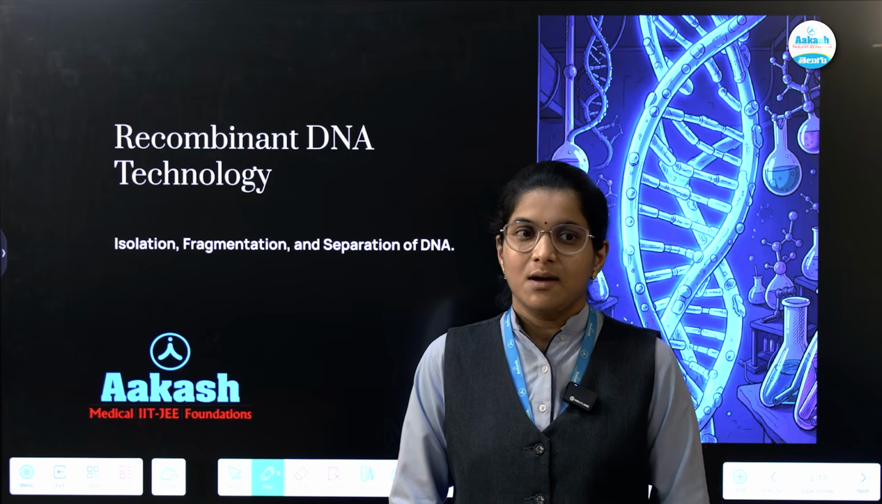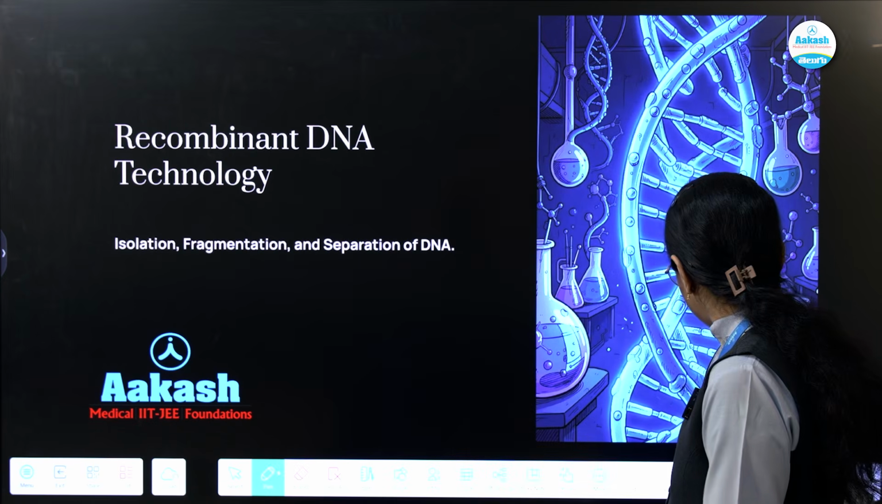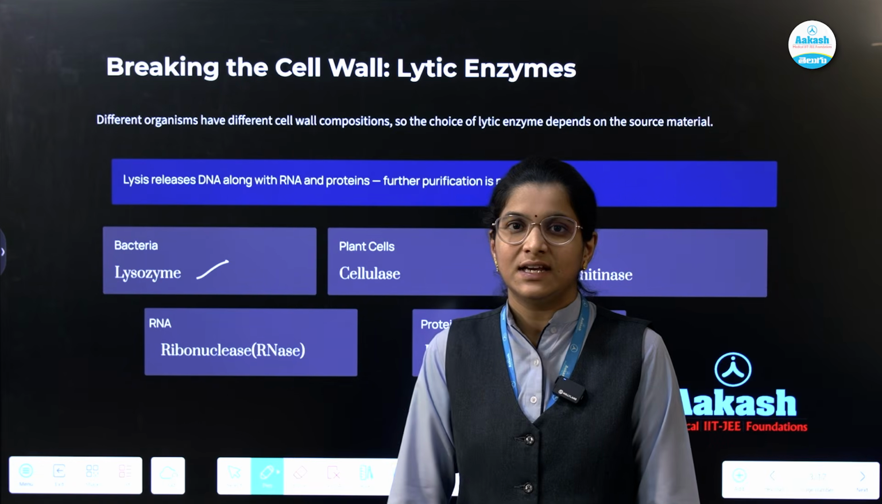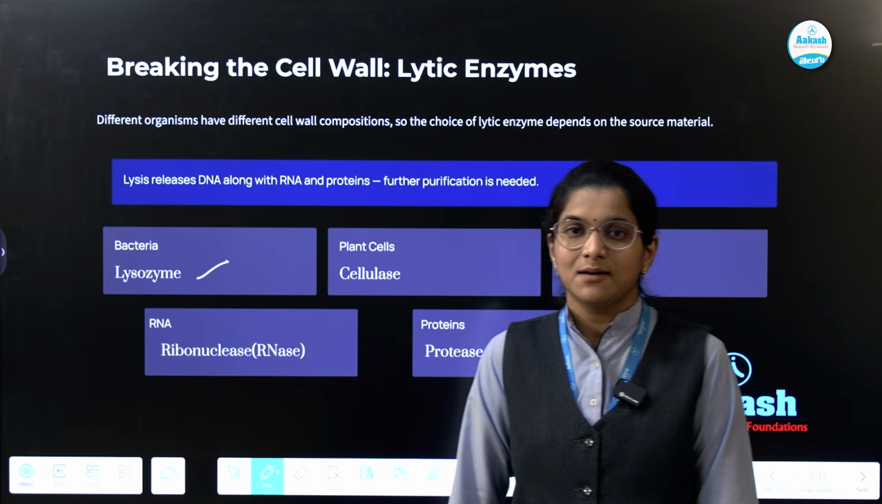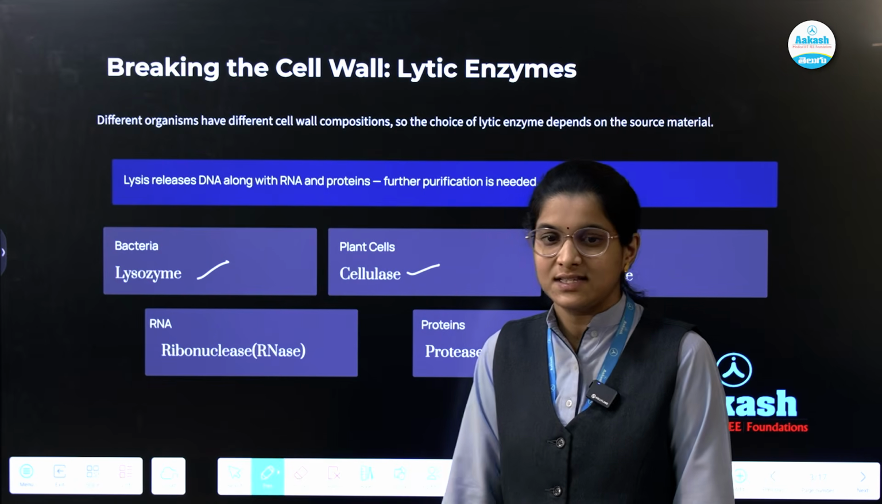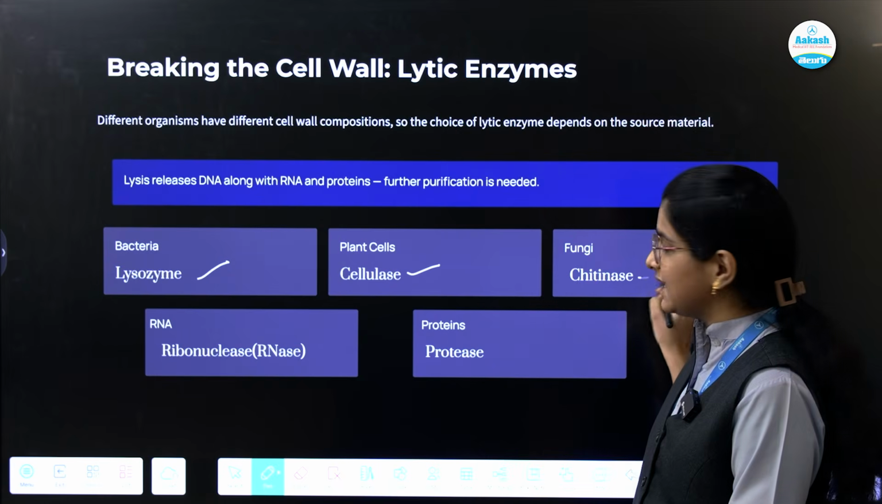For example, bacterial cell wall is made up of peptidoglycan. So which enzyme do we need to use? We need to use the enzyme lysozyme to degrade its cell wall. Similarly, plant cell wall is made up of cellulose. So we use the enzyme cellulase, and fungal cell wall is made up of chitin. So we use the enzyme chitinase.